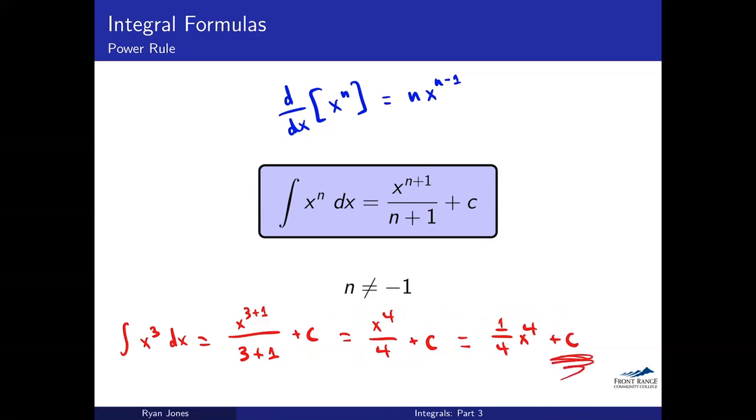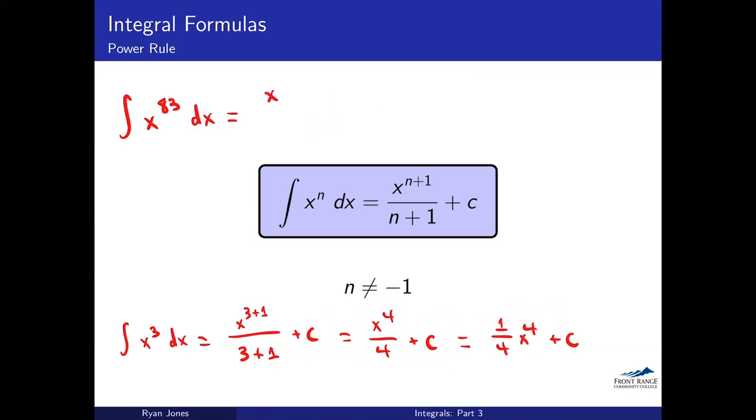Don't just wait and write plus c at the end. You gotta have it all the way through because otherwise your equality signs aren't correct. So we're seeing that example with x cubed. It works out the same way with others like this. I could have x to the 83, and I'm going to add 1 to that and then divide by whatever that was, plus c. I personally like to write this as 1 over 84, x to the 84, instead of this way, but it doesn't really make a difference either way.